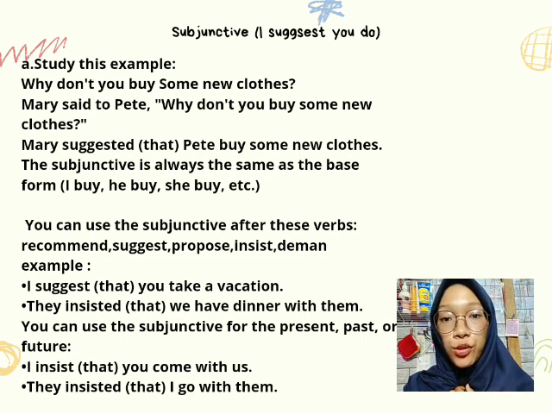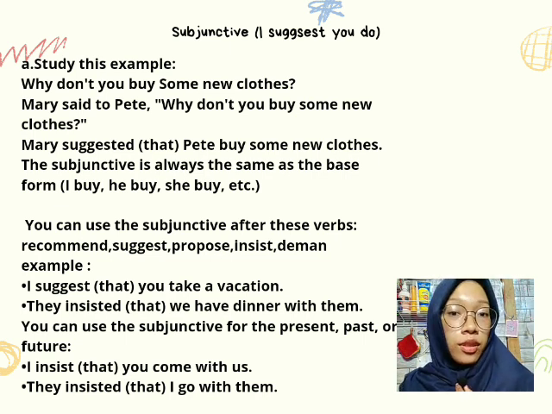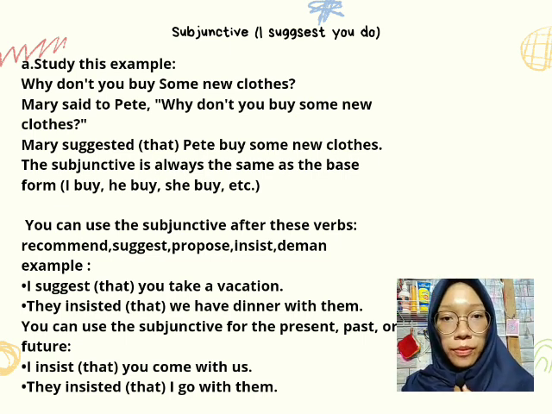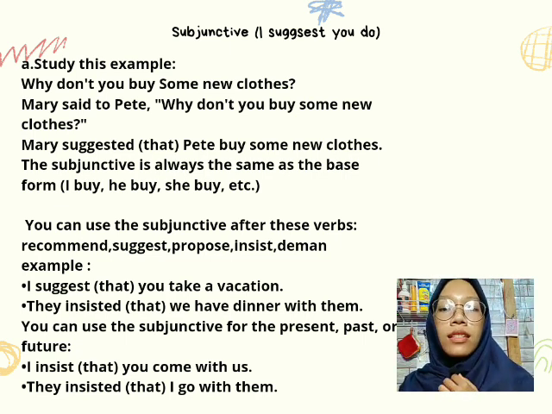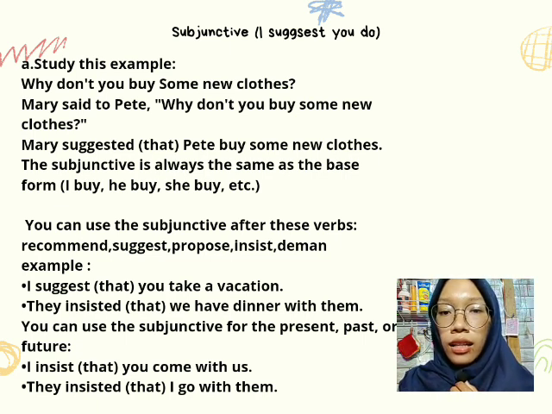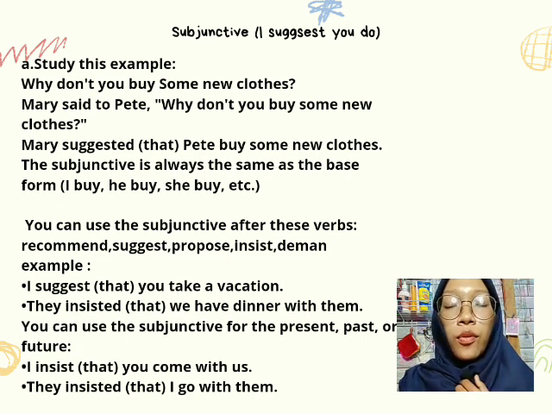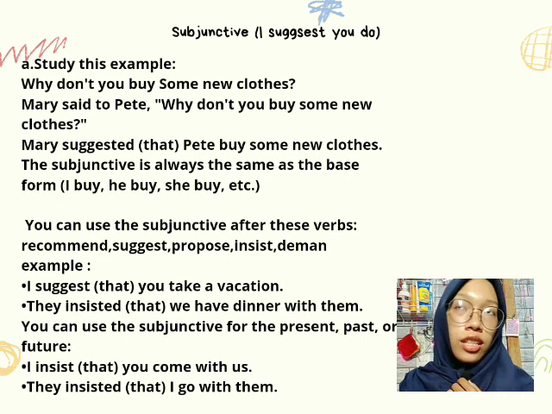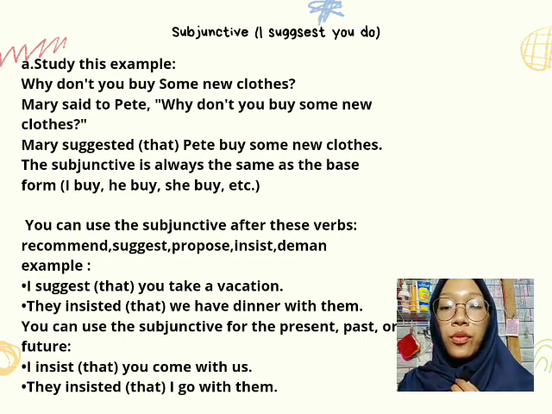Subjunctive. I suggest you do. Study this example. Why didn't you buy some new clothes? Mary said to Pete. Why didn't you buy some new clothes? Mary suggested Pete buy some new clothes. The subjunctive is always the same as the base form, like I buy, he buy, she buy, etc. I or he or she or it, we or you or they.